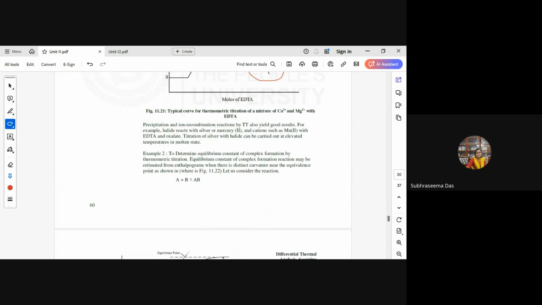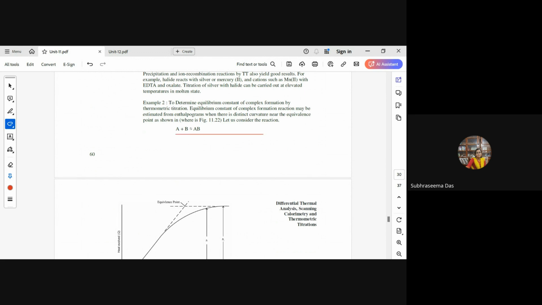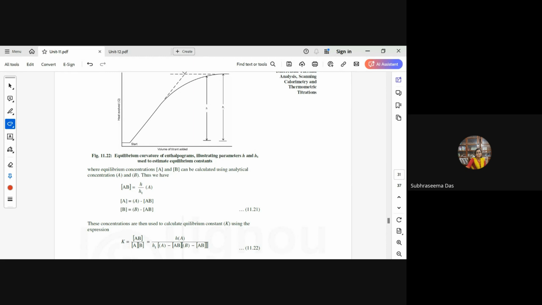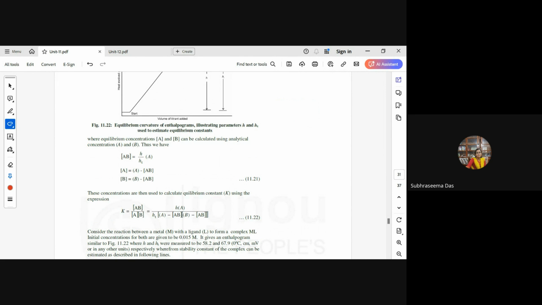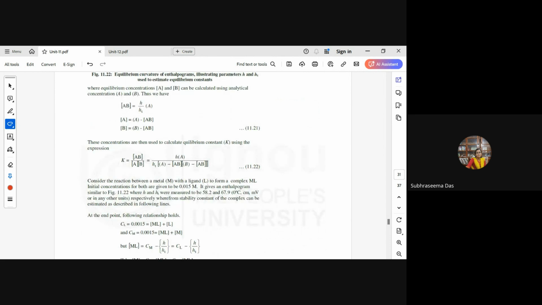Now, when we consider determining the equilibrium constant of a complex formed by thermometric titration, let us consider an equation, that is A plus B forming AB. When equilibrium concentrations can be calculated, we have AB. Looking from figure 11.22, we can see the concentration of AB is equal to H by HT of A, where A is equal to A minus AB, and here B is equal to B minus AB. So considering the equations, the equilibrium constant is given as K is equal to the concentration of AB upon the concentration of A into B, and substituting the values of A and B, we find equation 11.22.